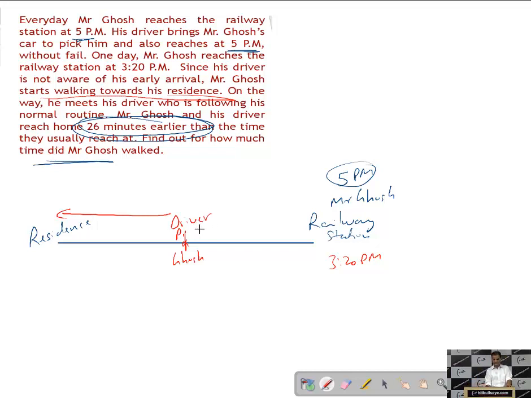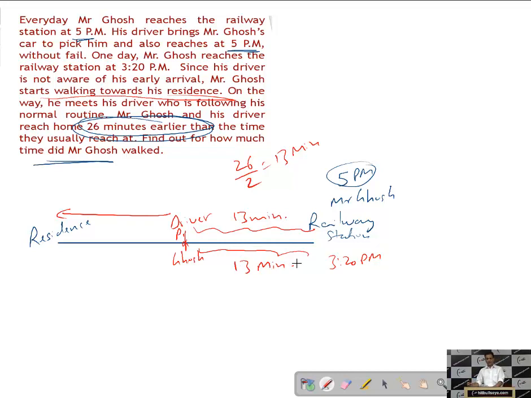This distance from this point P to the railway station and then coming back from the railway station to this point P, the distance is same, the speed is same, that means time saved will be same. So 26 minutes is the total time, that means 26 by 2, 13 minutes will be the time for one side. So this is 13 minutes and this is also 13 minutes.